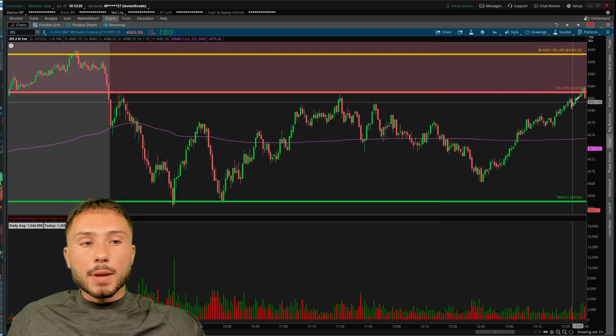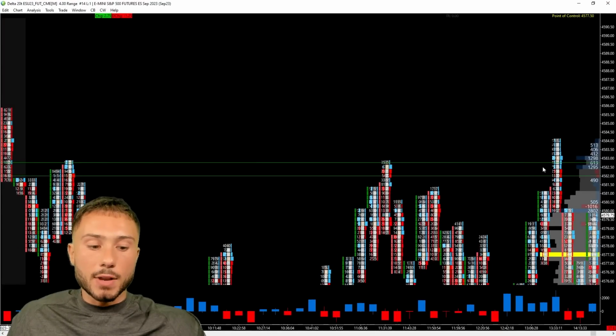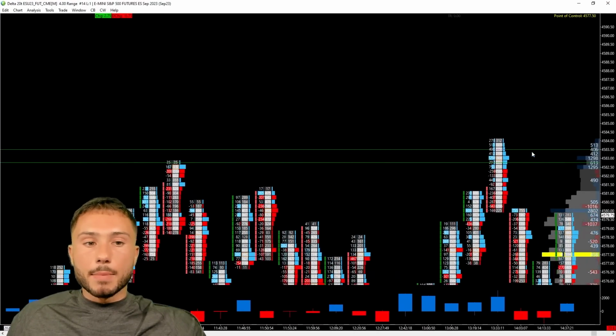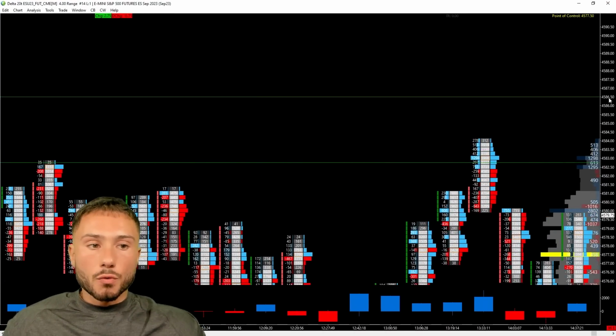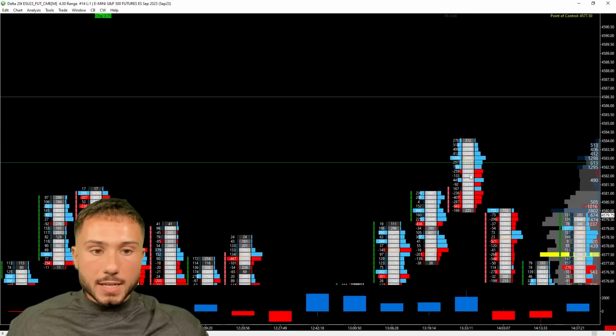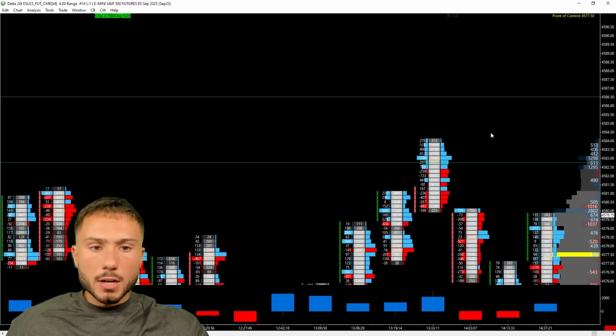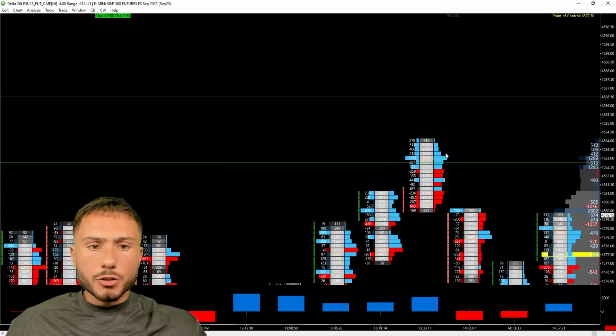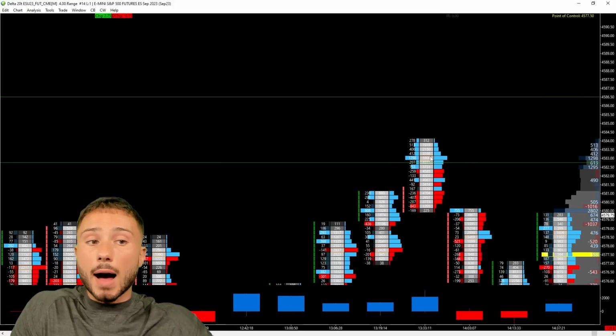Now, what's going to happen here is on this high of day breakout, you're going to see a lot of buying activity. Pulling up the footprint, and I'm going to zoom into when we broke that high right here at 4583. You're going to see a positive delta of plus 1300, plus 700, plus 400, plus 500. There's just tons of aggressive buying at this level.